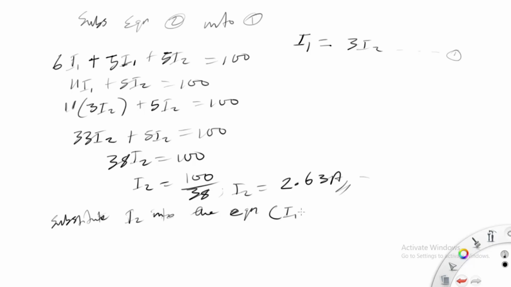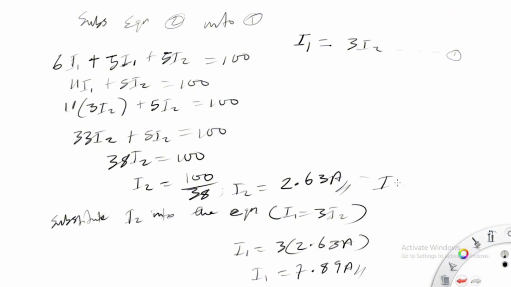I1 is equal to 3I2. Doing that, we would have I1 is equal to 3 times 2.63 amps. So I1 is now equal to 7.89 amps. Having done that, remember capital I is equal to I1 plus I2.